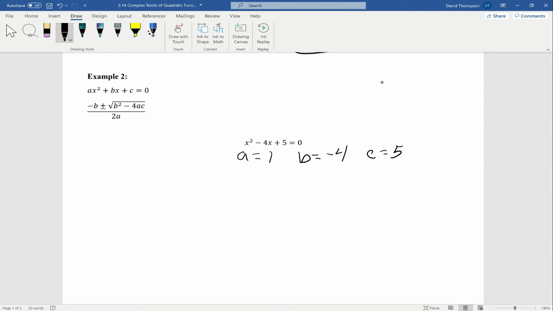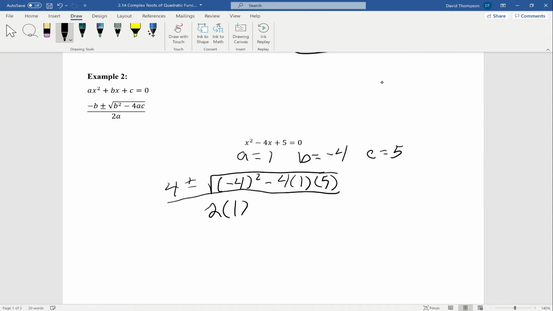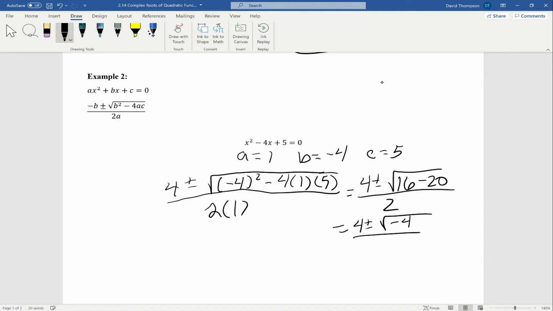Since b is negative, it's going to be 4 plus or minus square root of negative 4 squared minus 4 times 1 times 5, all this over 2 times 1. Simplify the radical. We're going to have 4 plus or minus square root of negative 4 squared, which is 16, and 4 times 5 is going to be 20, all over 2. So we have 4 plus or minus square root of 16 minus 20, which is negative 4, all over 2.